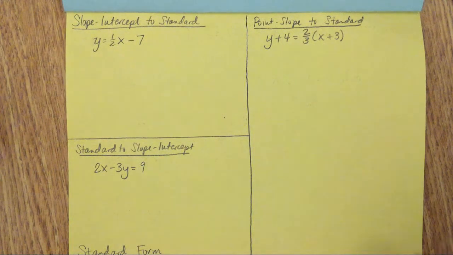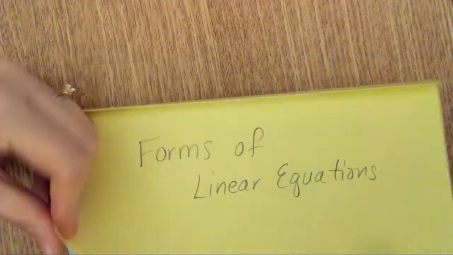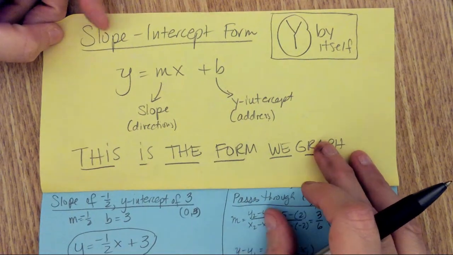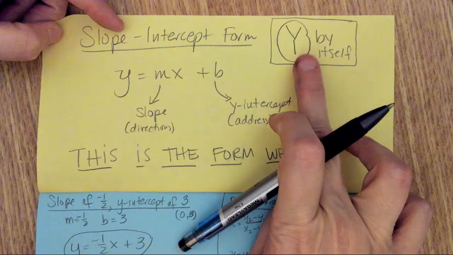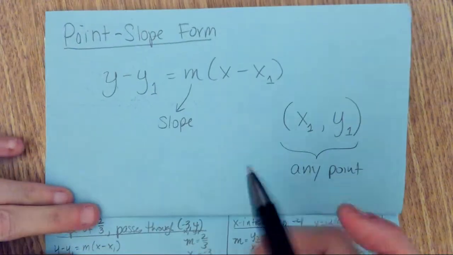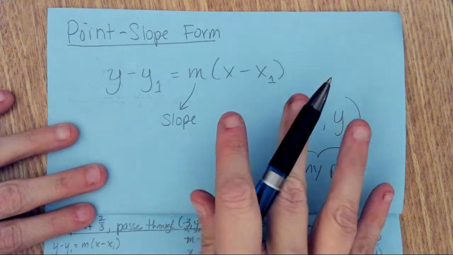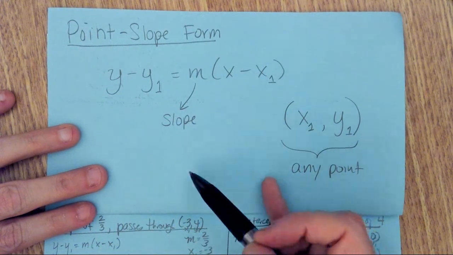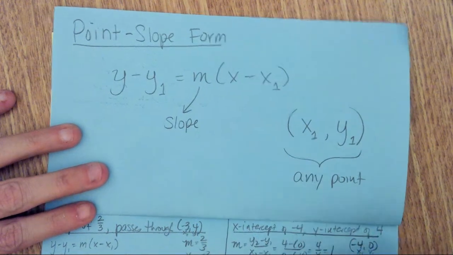All right, we have three forms of linear equations. We talked about them in the last video. We have slope-intercept form, which is our form that we use primarily for graphing. It has y by itself, and it gives us the slope and the y-intercept. We have our point-slope form, which is really a transitional form that we use to find an equation in slope-intercept or standard when we have the slope and any point.